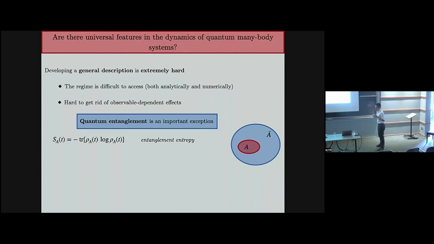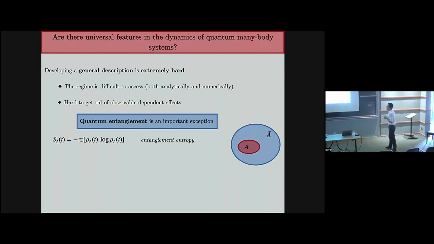But even assuming for a second that these were not problems, so that we could look at the dynamics of any local observables we like, for as long as we like, I would argue that it would still be very, very hard to understand what the universal generic features are, because by looking at the evolution of a single local observable, we would be submerged by observable-dependent effects. So in this respect, quantum entanglement is a very interesting quantity to look at, because as opposed to local observables, it can give a picture of the spreading of quantum correlations through the system without any influence of any specific local observable that we are looking at.